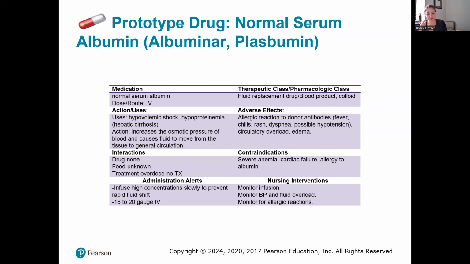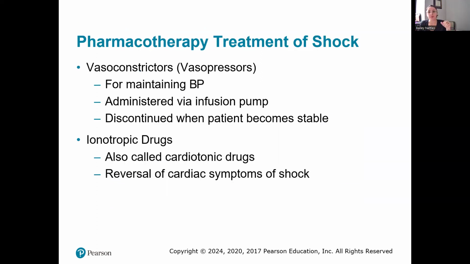Infuse high concentrations slowly to prevent a rapid fluid shift, which is that rapid pull of fluid from the tissues. It needs to go through a pretty large IV, 16 to 20 gauge. Monitor their infusion, monitor their blood pressure, and monitor for fluid overload, like shortness of breath, crackles, things like that. Monitor for allergic reactions.